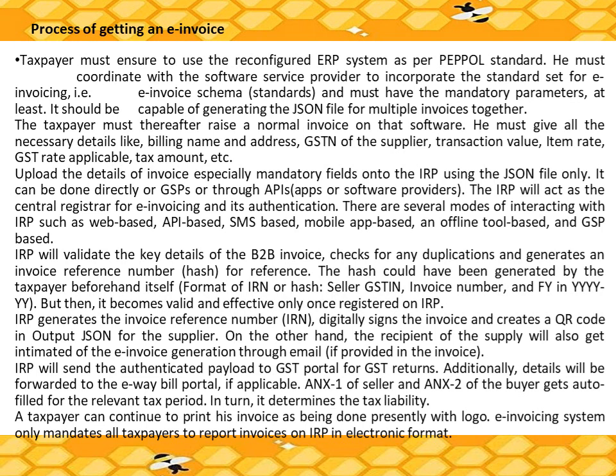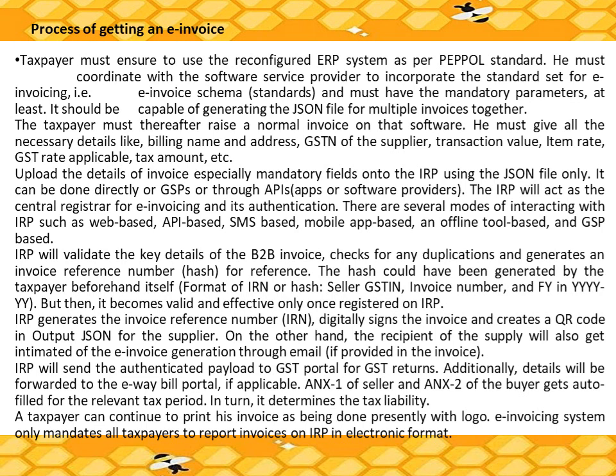The taxpayer must then raise a normal invoice on the software. He must give all the necessary details like billing name and address, GSTIN of supplier, transaction value, item rate, GST rate applicable, tax amount, etc. Upload the details of invoice, especially mandatory fields, from the ERP using the JSON file only. It can be done directly on GSP or through IRP.